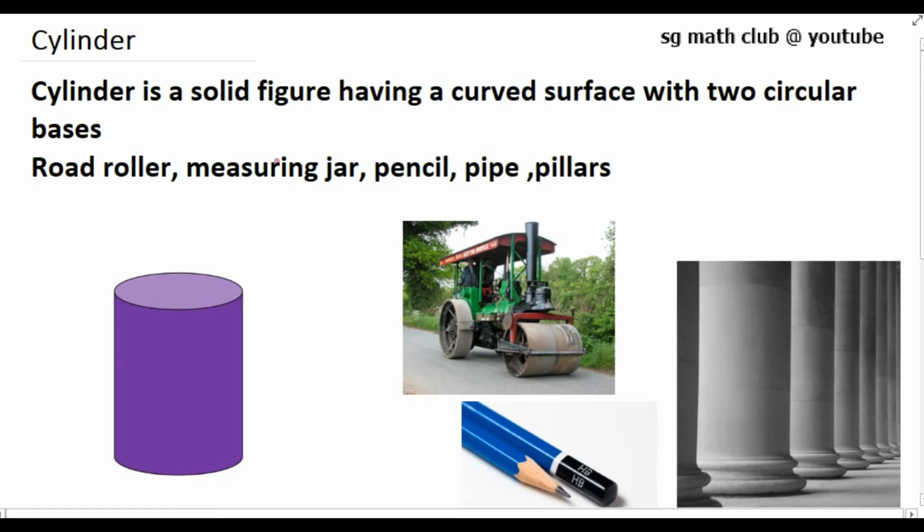Now, a cylinder is a solid figure having a curved surface. You can see the curved surface here, and two circular bases, one at the top and the other at the bottom. So a cylinder is a three-dimensional solid figure. It has a curved surface as well as two circular bases. Real life examples of a cylinder are a road roller, measuring jar, pencil, pillar, pipe. All these are examples of a cylinder.